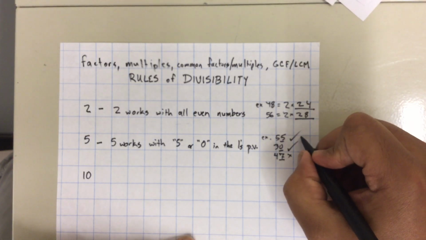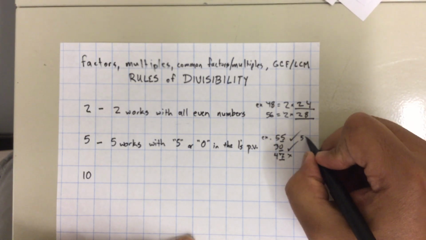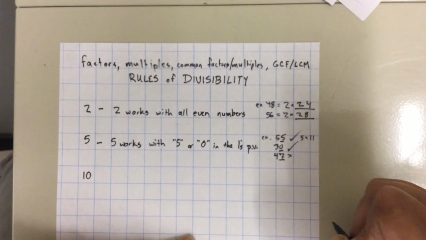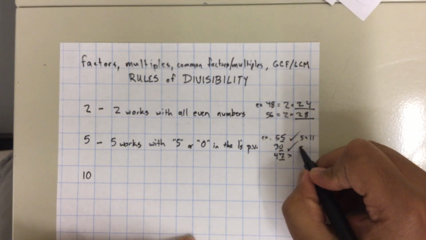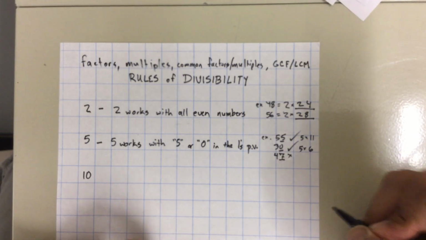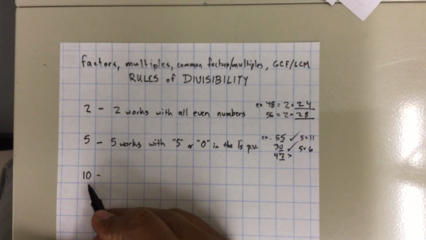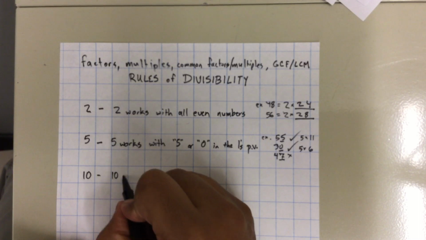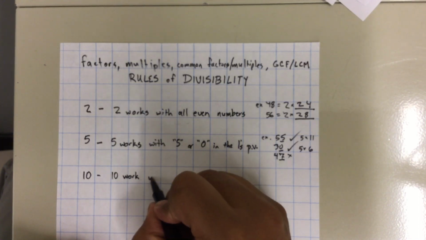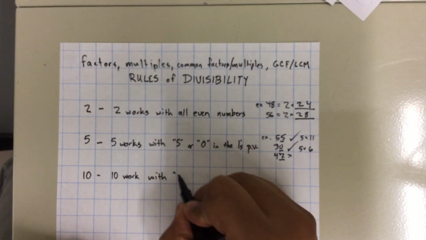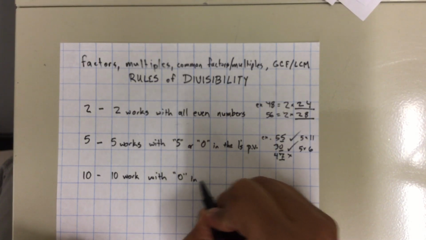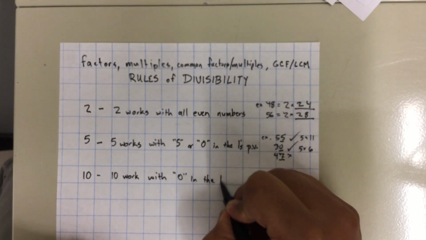Again, you're going to have to use your math facts to figure out 5 times 11. Hopefully we know the doubles. Hopefully we know that that's 5 times 6. That's why we study our math facts. Finally, 0 is our clue for the 10. 10 is going to work with 0 in the ones place.